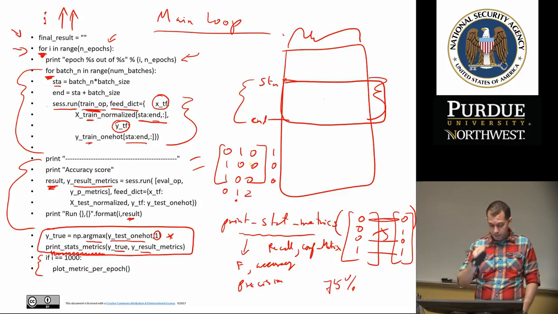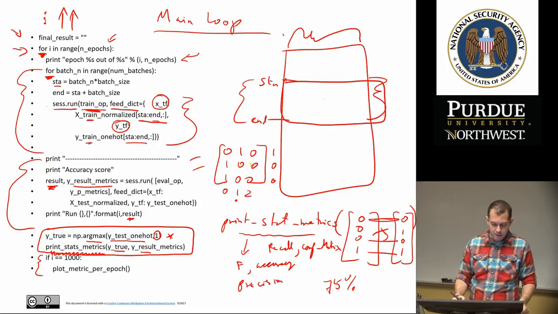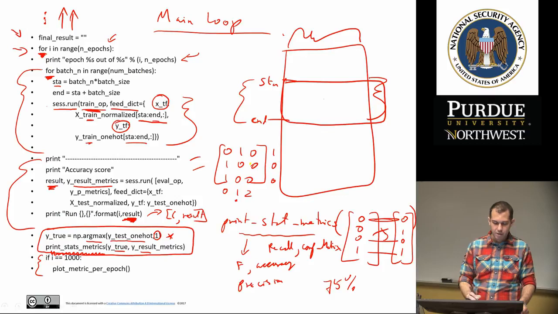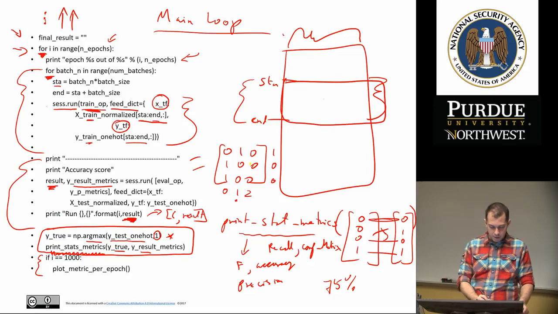So what's going to happen here is, as you're running this, you can store these values. Print stats metrics can be used, or anything else really, to keep track of the accuracy. Every time you print out result, this result could be saved into an array of some kind, or a dictionary where you save the index, i, and the result for every iteration. Once you have the index for every iteration and the matching accuracy, then you can use plot metric per epoch to print out a nice little plot.